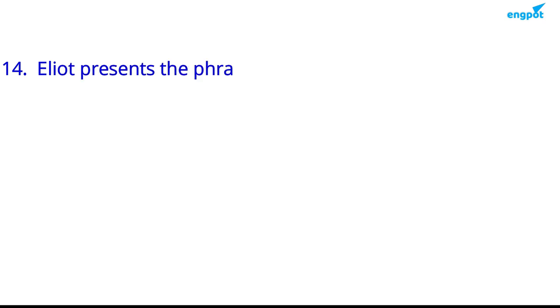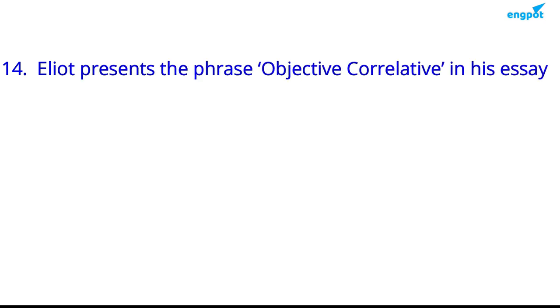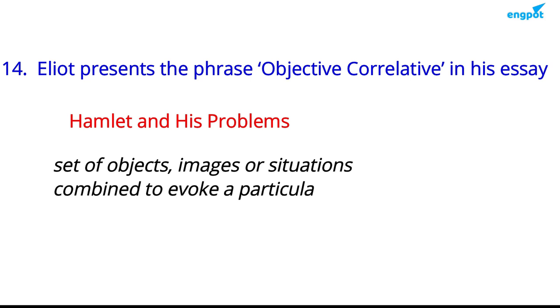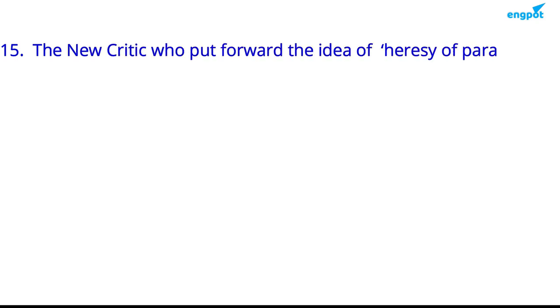Eliot presents the phrase objective correlative in his essay, Hamlet and His Problems. Objective correlative is a set of objects, images, or situations combined to evoke a particular emotion. The new critic who put forward the idea of the heresy of paraphrase is Cleanth Brooks. Heresy of Paraphrase is the title of a chapter in The Well-Wrought Urn, which is a major work of the New Criticism by Cleanth Brooks.